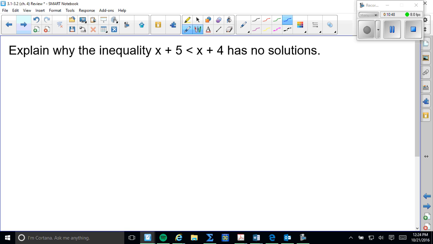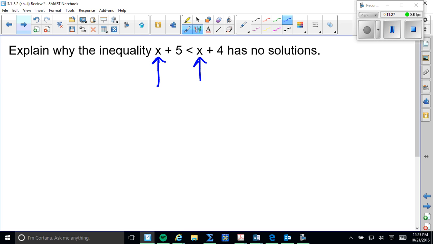Alright, if you look at this inequality, you'll notice there's an x value on both sides. No matter what the variable is, or how many you have of the same variable, that variable has to be equal to the same thing. So that x has to equal the same number. Well, one side of the inequality is adding 5, and the other side is adding 4. There is no solution where you can have the same value for x, where if you add 5 to it, it's going to be smaller than if you add 4 to it.